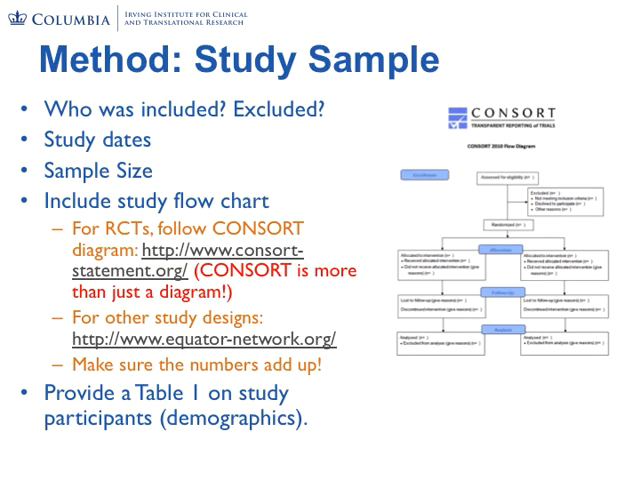So for the methods section, we're going to walk through several different parts. The first part is the study sample. I need to know who you included in your study, who did you exclude, and are those reasonable inclusion and exclusion criteria? You should also tell me when you conducted your study. So when did you collect your data? What is your sample size?